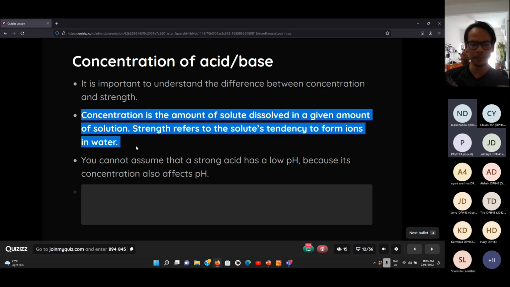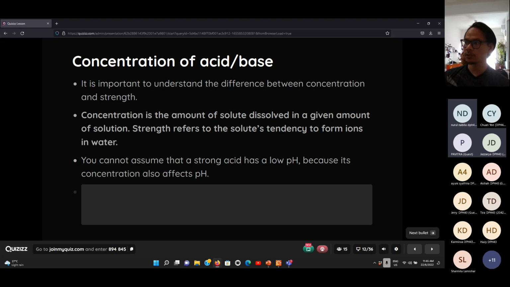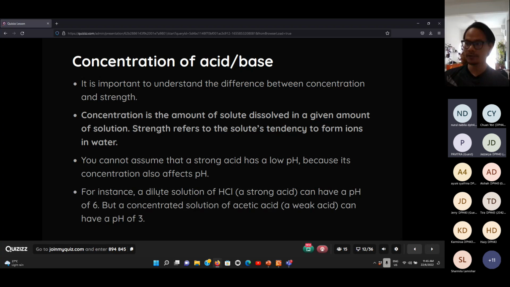So that's how we get that pH scale number 1 to 6, 7 and then 8 to 14. So we cannot assume that a strong acid has a low pH because its concentration also affects pH. For instance, a dilute solution of hydrochloric acid, which is a strong acid, can have a pH of 6 because we have diluted it, the concentration is very, very low. But a concentrated solution of acetic acid can have a pH of 3.